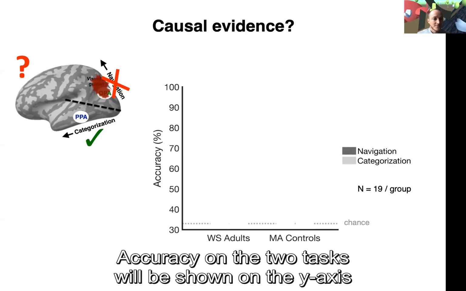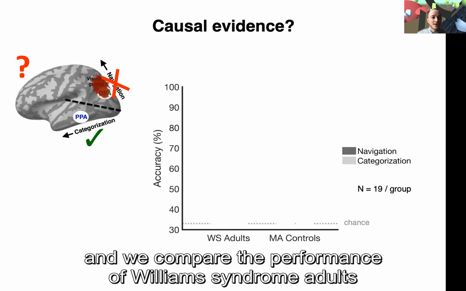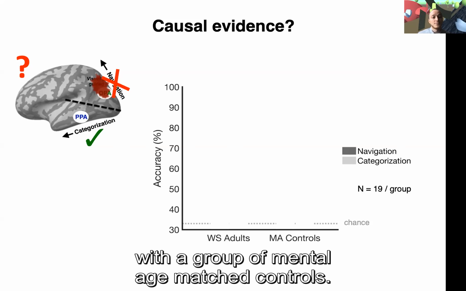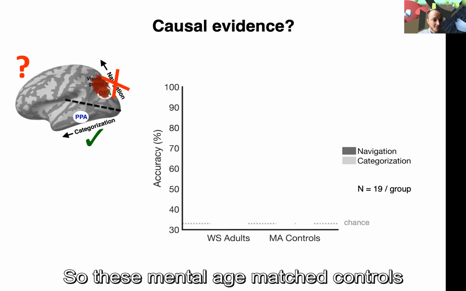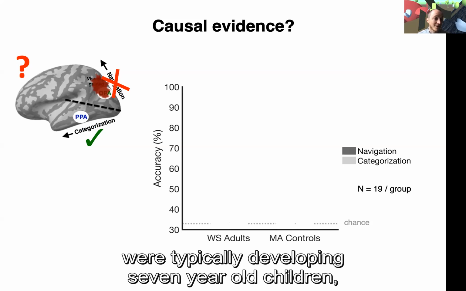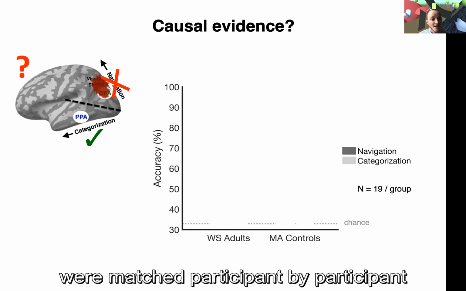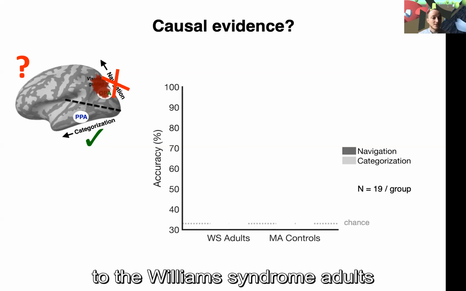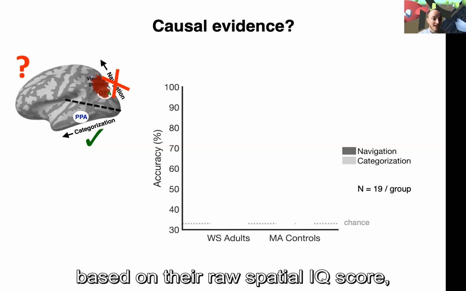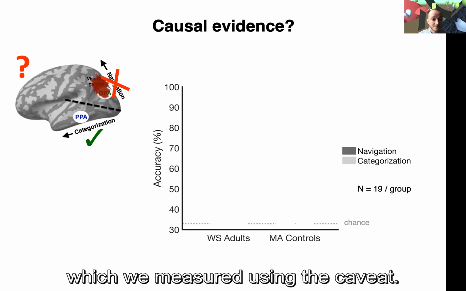Accuracy on the two tasks will be shown on the y-axis, and we compared the performance of Williams syndrome adults with a group of mental age matched controls. These mental age matched controls were typically developing 7-year-old children who were matched participant by participant to the Williams syndrome adults based on their raw spatial IQ score, which we measured using the K-bit.